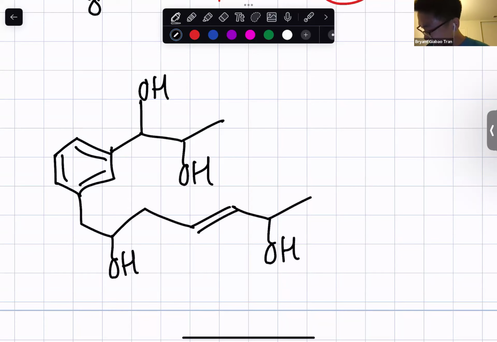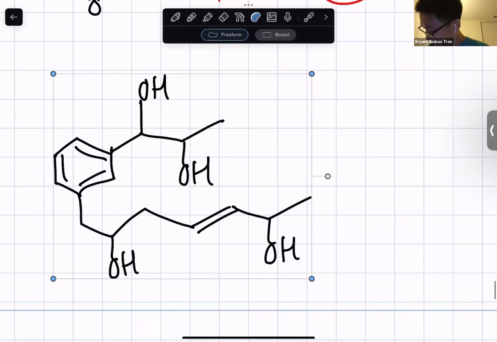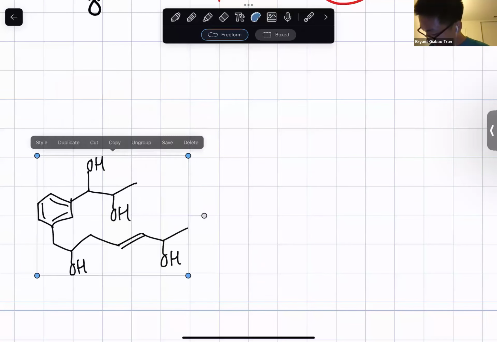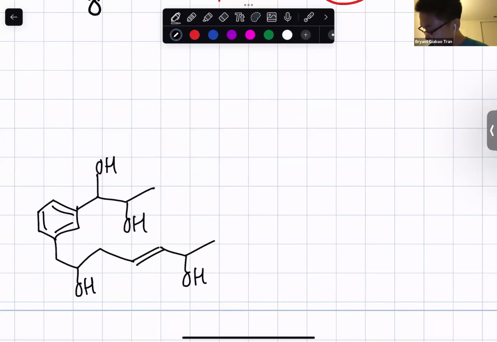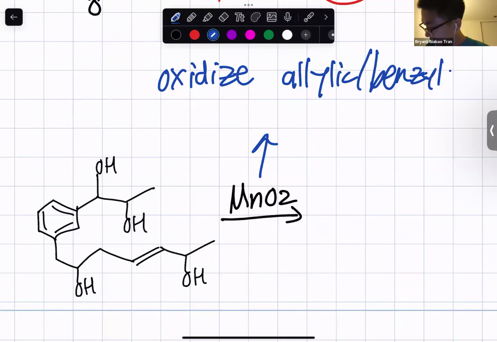So let's say we have this kind of structure. And then we use a weaker oxidizing agent than PCC, which is MnO2. What this would do is only oxidize allylic or benzylic alcohols.